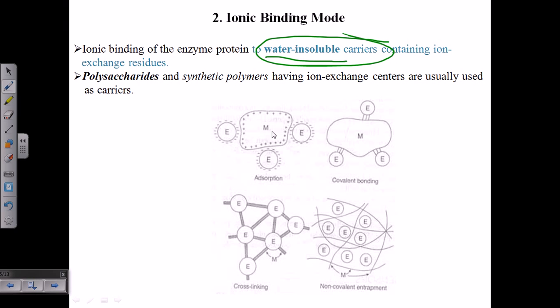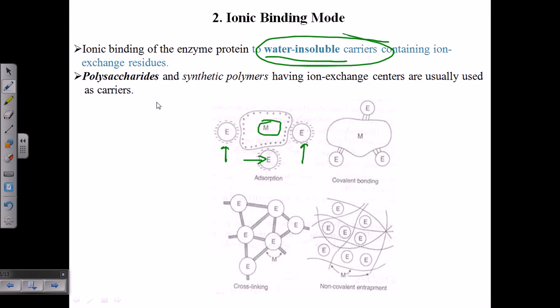For example, say here this M is a matrix of the carrier. Now the carrier contains a positive charge, so it will bind with the negatively charged enzyme. So if you see, these are the enzymes and they have a negatively charged surface, so they can go and attach to it because positive attracts negative, so it will attach via ionic interaction.